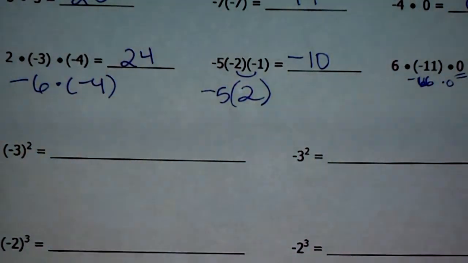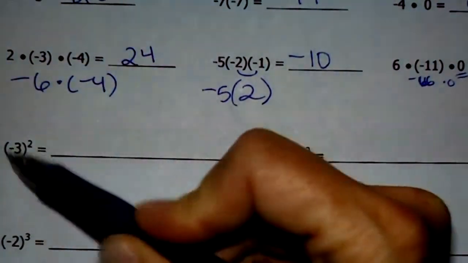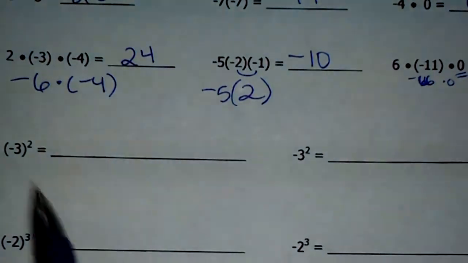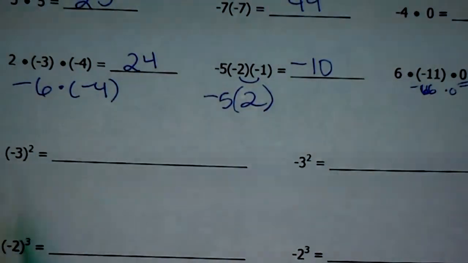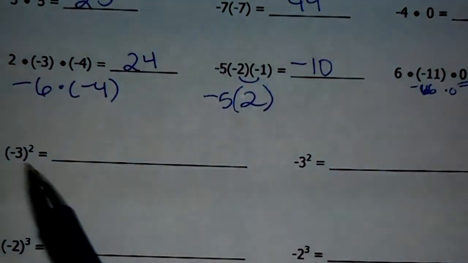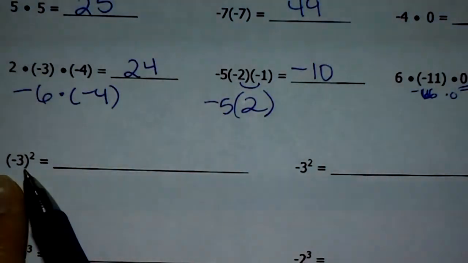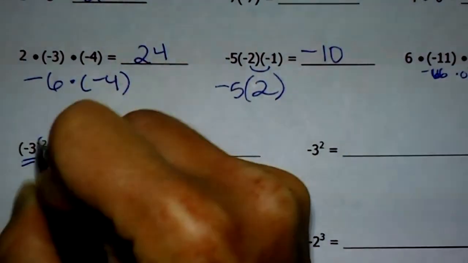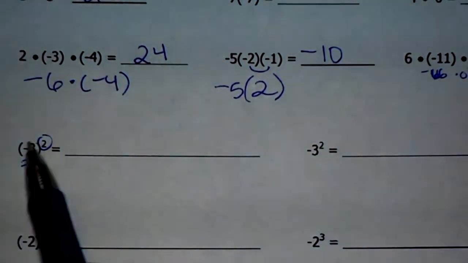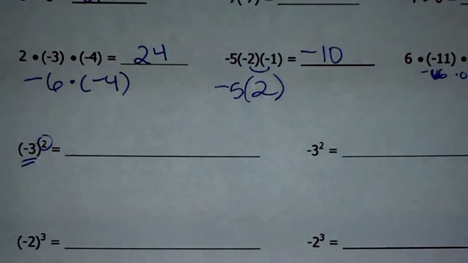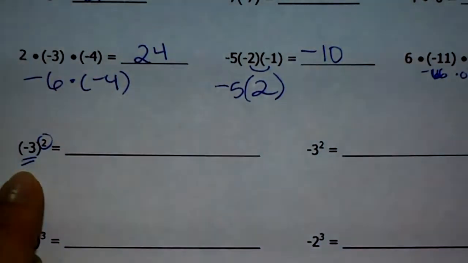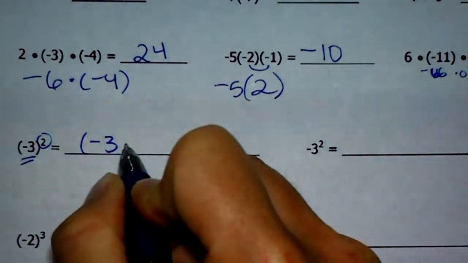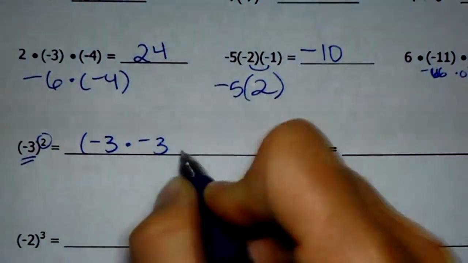Yep. Anyway, the fancy way to say this is the quantity of, whenever something's in parentheses. If I have the quantity of negative 3 squared, that means that I have negative 3 being multiplied twice. This is my base, this is my exponent. The exponent tells me how many of the base to multiply. So a negative 3 in parentheses squared means that you have a negative 3 multiplied by another negative 3.